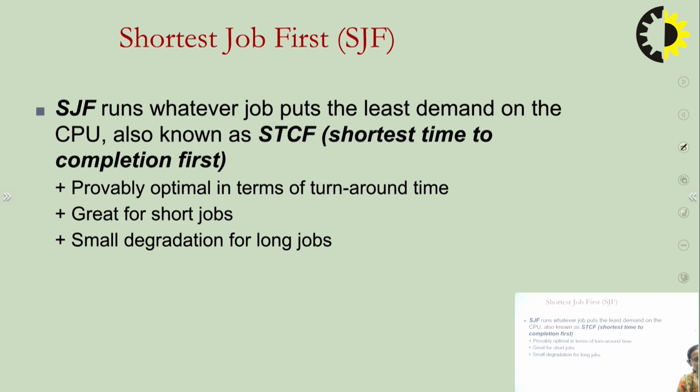What are the advantages? It is optimal in terms of turnaround time. It is very good in terms of short jobs. A small degradation for long jobs in this case.